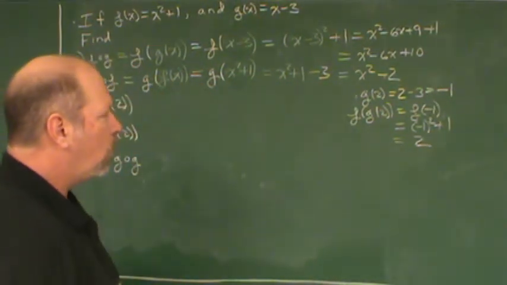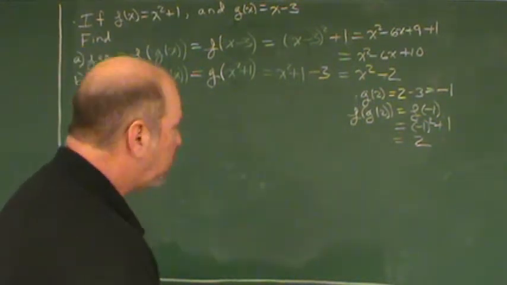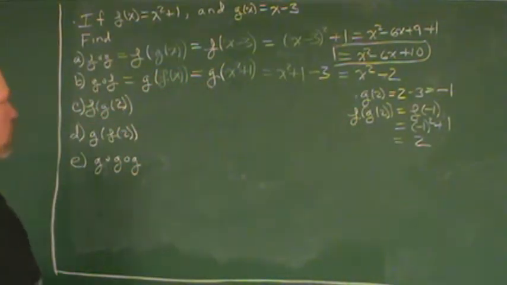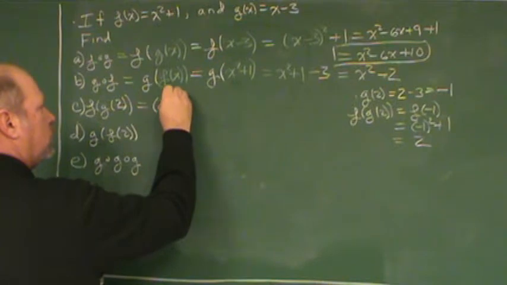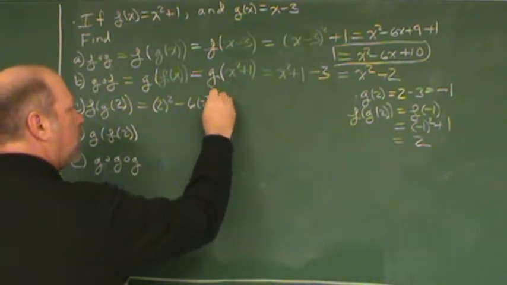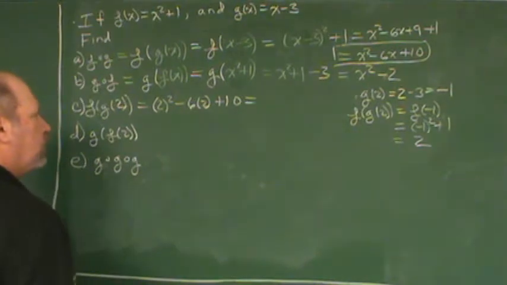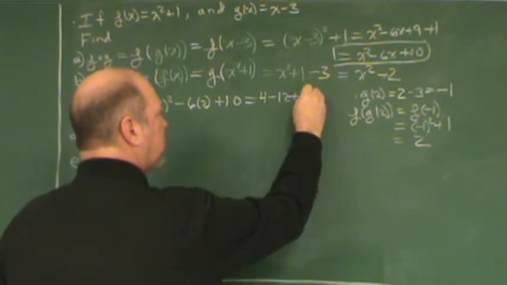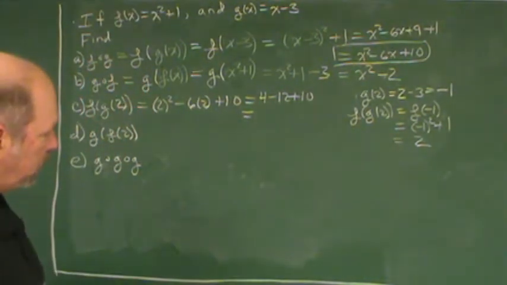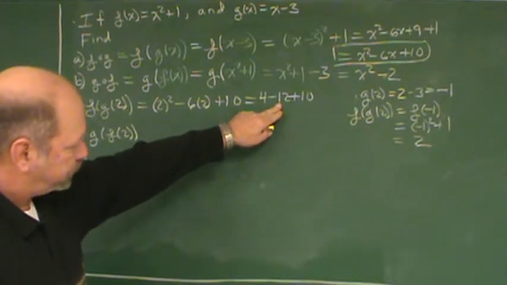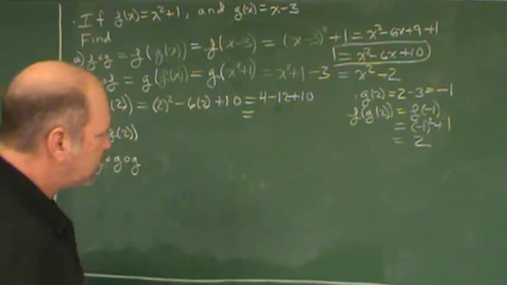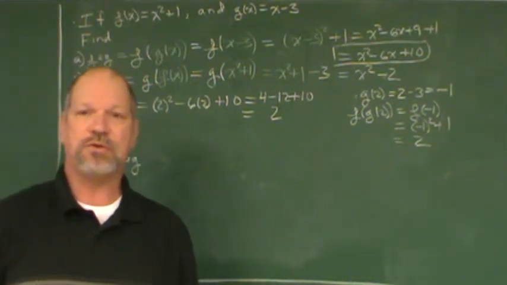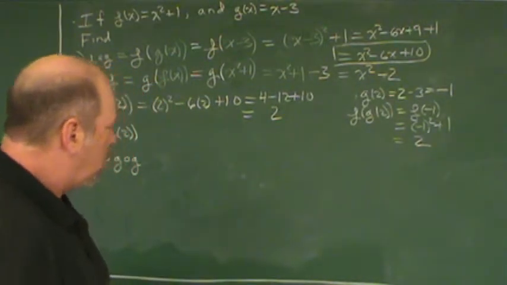That's way 1. Way 2 would be to take the expression that we got for f composed with g and evaluate that at 2. In that case, that would give us 2 squared minus 6 times 2 plus 10. Now 2 squared is 4. Negative 6 times 2 is negative 12 plus 10. And hopefully we'll wind up with a 2 here. 4 minus 12 is negative 8. Negative 8 plus 10 is 2. So we get the same answer, which is a good thing because it's the same problem. We're just doing it a different way.